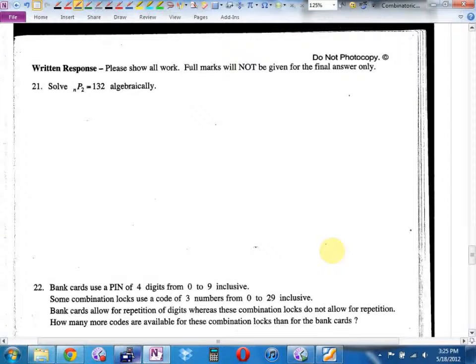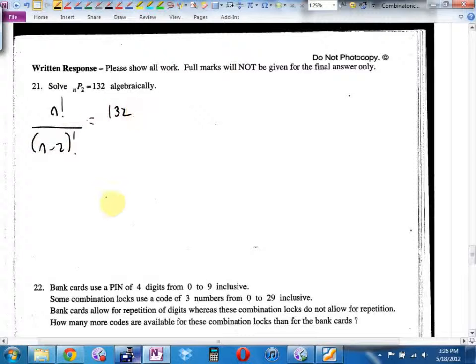I like number 21. It's going to be some kind of algebraic solve, choose type question. Holly, what did you say nP2 was? Stop. All over, n minus r. Oh, let's plug it in. Yep. n minus 2 factorial. That equals 132.